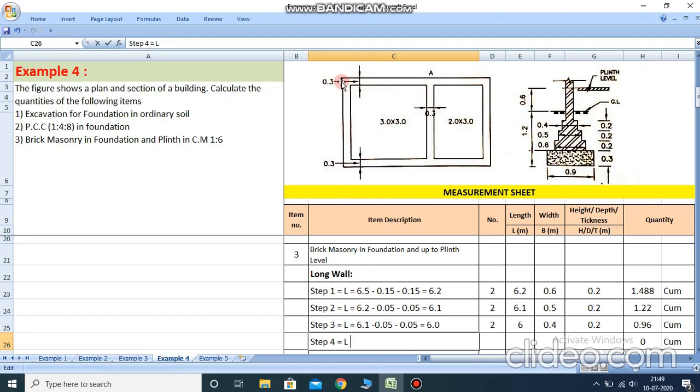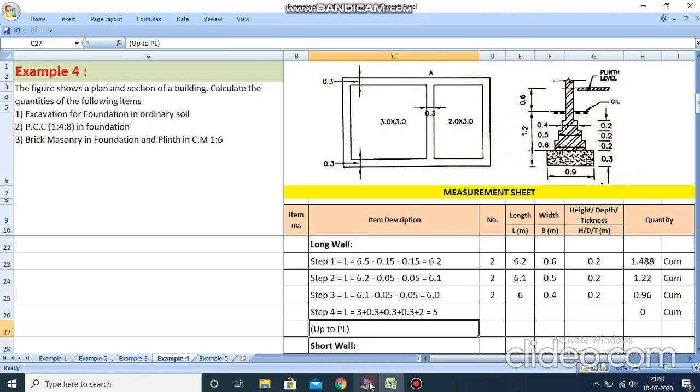Now step 4, the length is the exact length of the wall. So see this wall length, outer to outer wall length is 3 plus 2 plus 0.3, 0.3 and 0.3. So 0.3 is the wall thickness. So here length is equal to 3 plus 0.3 plus 0.3 plus 0.3 plus the second room wall length, 2. So total is 5.9 meter, 5.9 meter length.